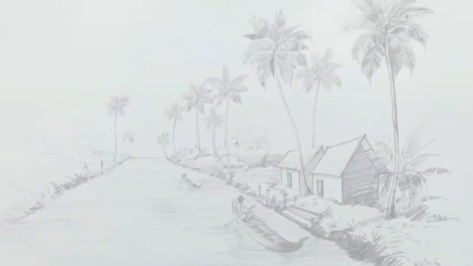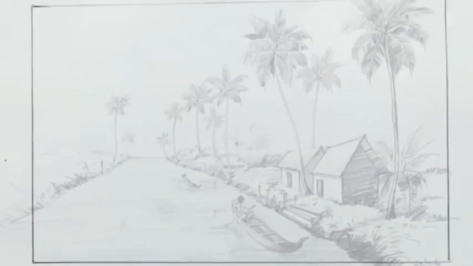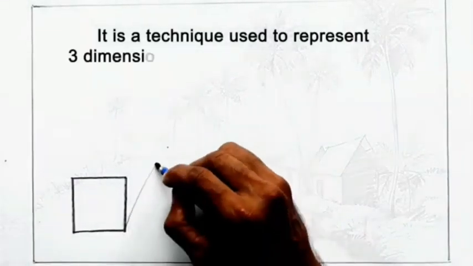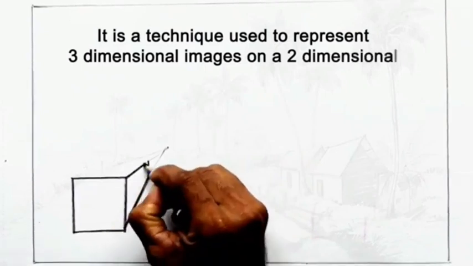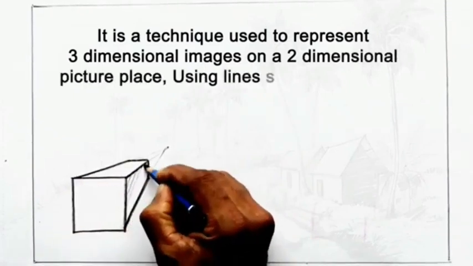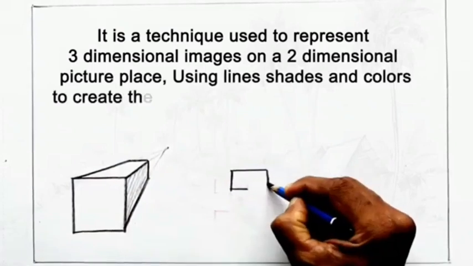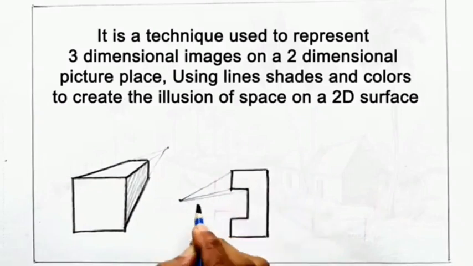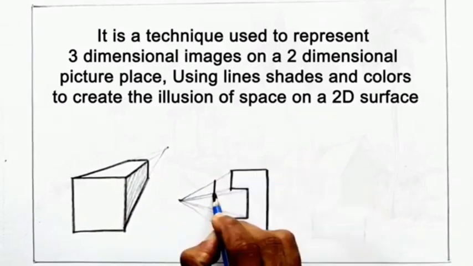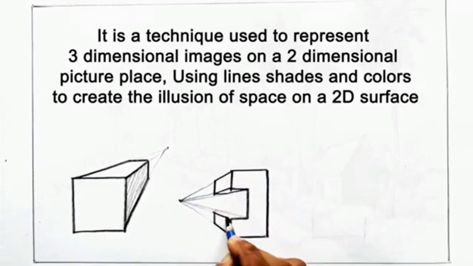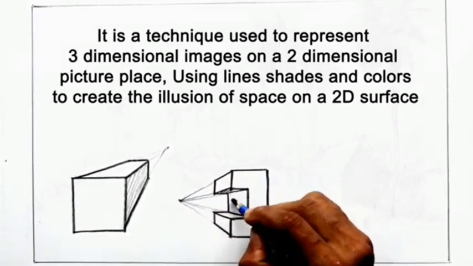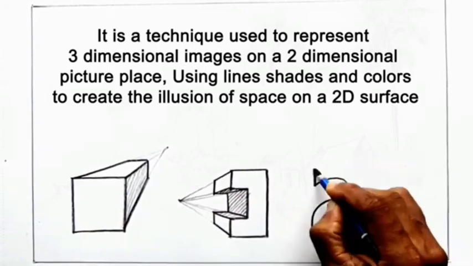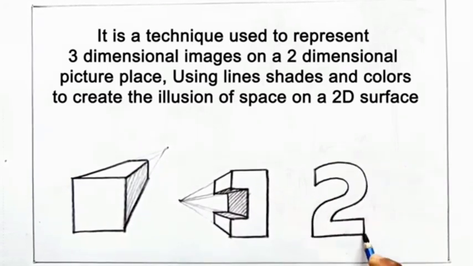So now, what is perspective? It is a technique used to represent a three-dimensional image on a two-dimensional surface. That is the use of lines and color to create an illusion of space on a two-dimensional surface. By two-dimensional surface, I mean on a flat surface. That is the making of a two-dimensional object to appear like a three-dimensional object.